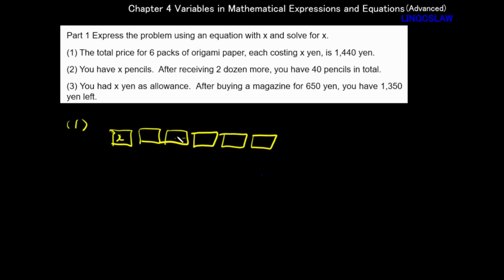So x. So 6 packs is 1,440 yen. So 6x equals 1440.